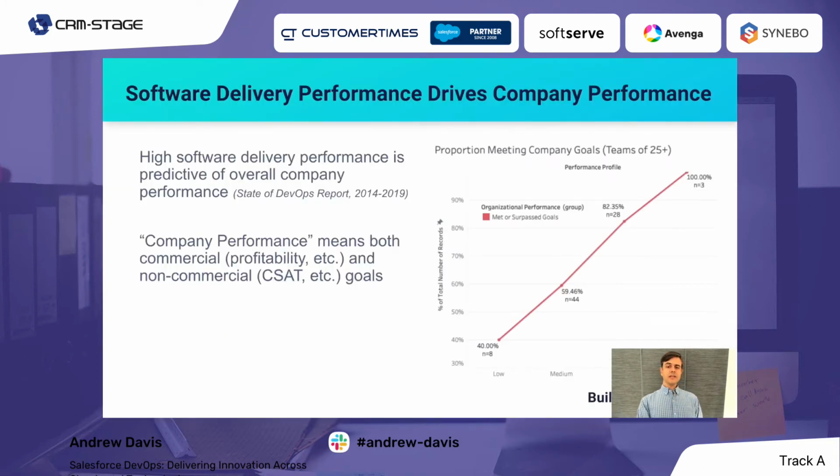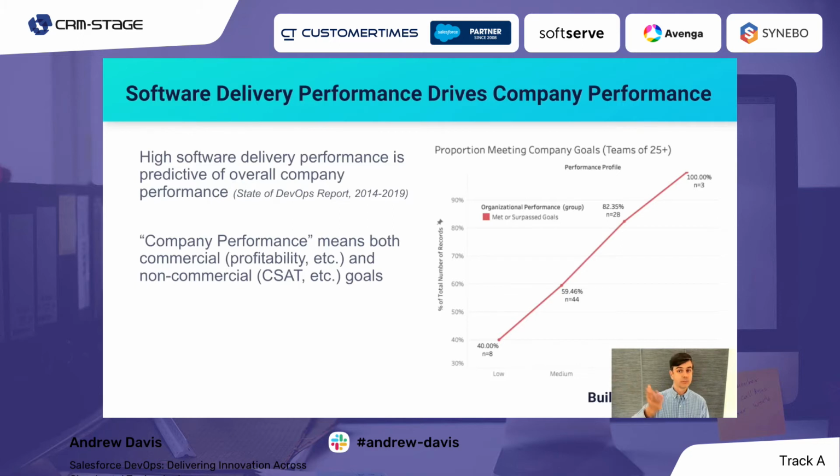So one of the main things that we found when we interviewed these companies is that there was a strong correlation for larger teams building on Salesforce. What we found was a very high correlation between teams that did well in software delivery and teams where their company as a whole was doing well.